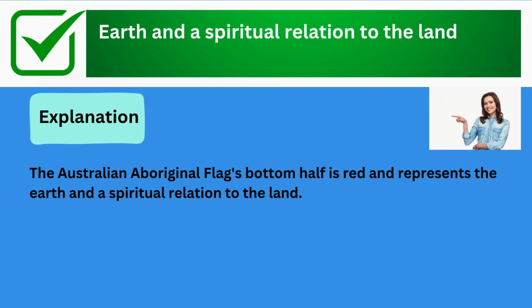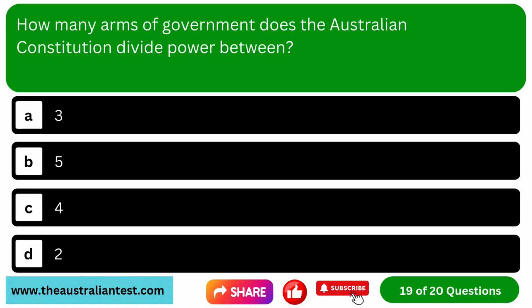The correct answer is earth and a spiritual relation to the land. The explanation: the Australian Aboriginal flag's bottom half is red and represents the earth and a spiritual relation to the land.